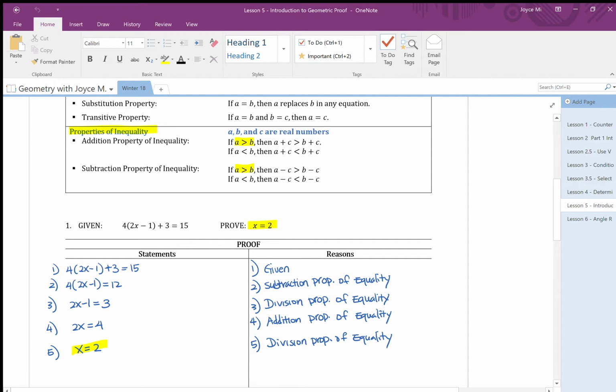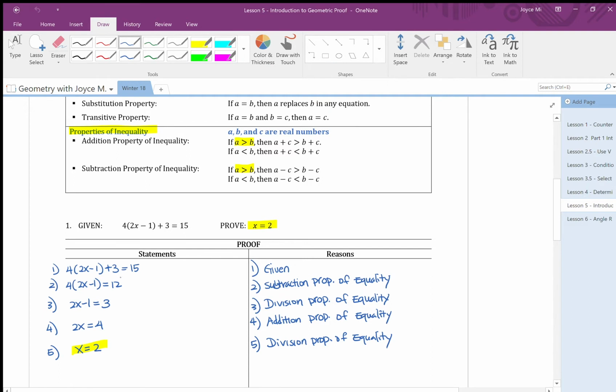To solve this equation, for the first step, I subtract 3 from both sides. So from step 1 to 2, I say subtraction property of equality. 15 minus 3 gives me 12, and the 3 cancels out on the left-hand side. The next step, I divide both sides by 4. The left-hand side divided by 4, the right-hand side divided by 4, then I have 3 left. So from step 2 to 3, that's the division property of equality.